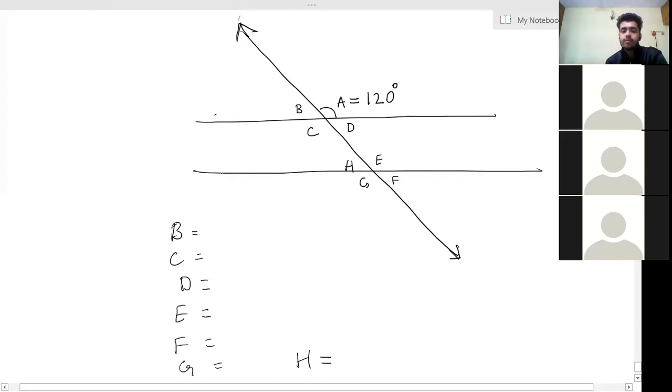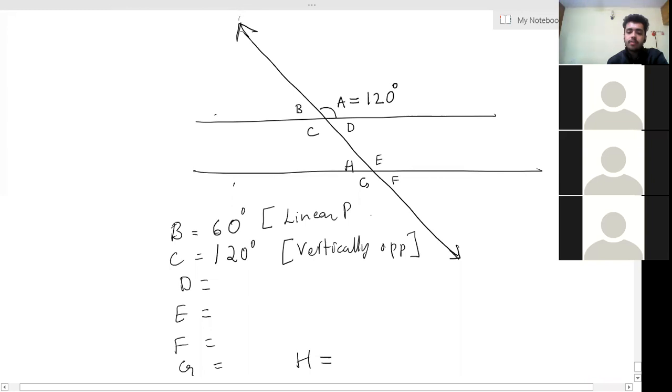Angle B is equal to 60 degrees. Angle C equals 120 degrees. Angle D equals 60 degrees. Okay, you have to tell me the reason also, not only the value. Sir, angle C is for vertical opposite angles. Okay, angle C is 120 degrees because it is vertically opposite. B is 60 degrees, which is a linear pair.